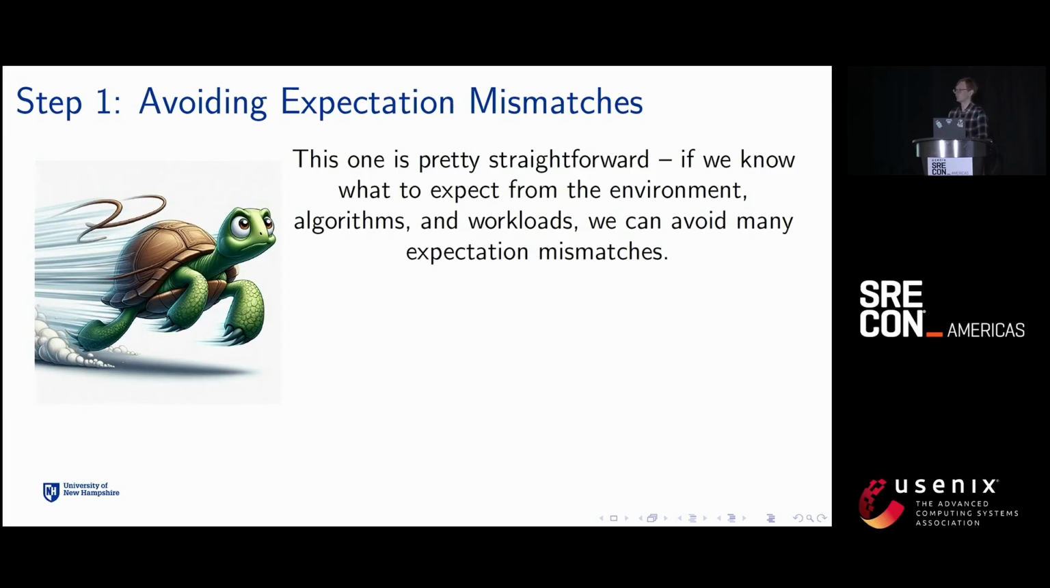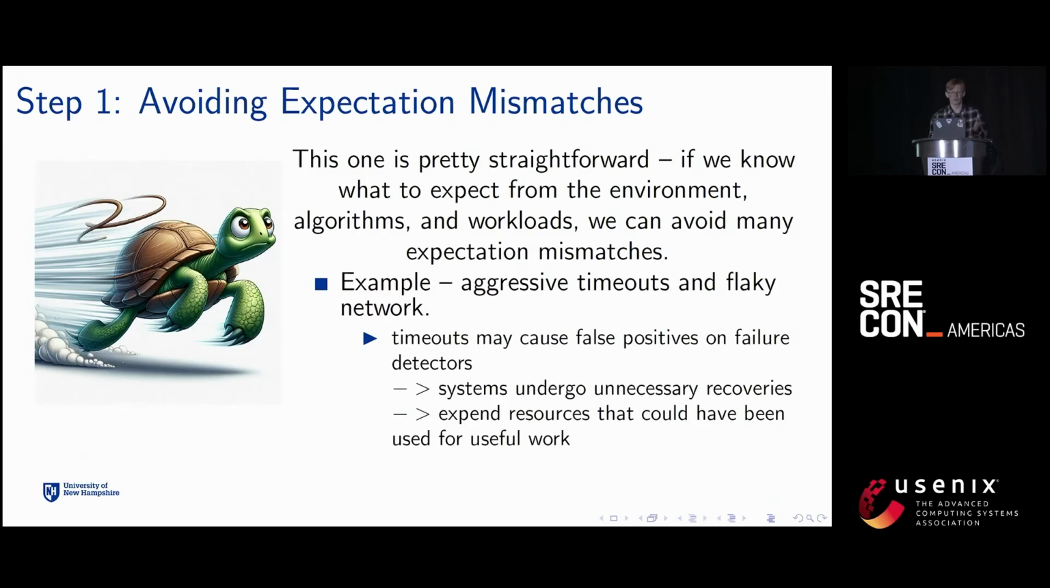If we know what the environment can provide, and if we know what the algorithms that underpin our systems expect from that environment, then maybe we can avoid those expectation mismatches. Again, I'm not going to pretend that we can avoid all of them, because we cannot understand everything. But within the understanding that we have gained, we can try to avoid the expectation mismatches. One example I can give you is aggressive timeouts and a flaky network, going back to the previous examples.